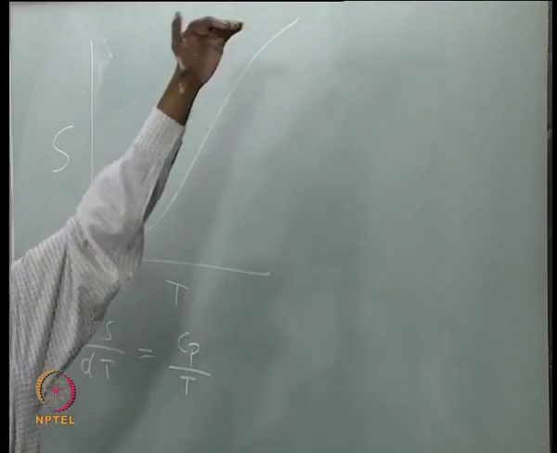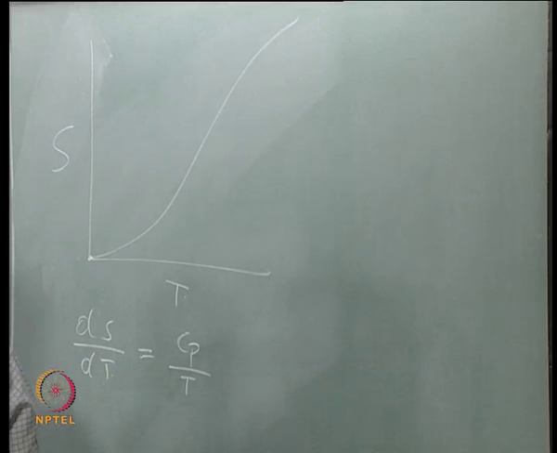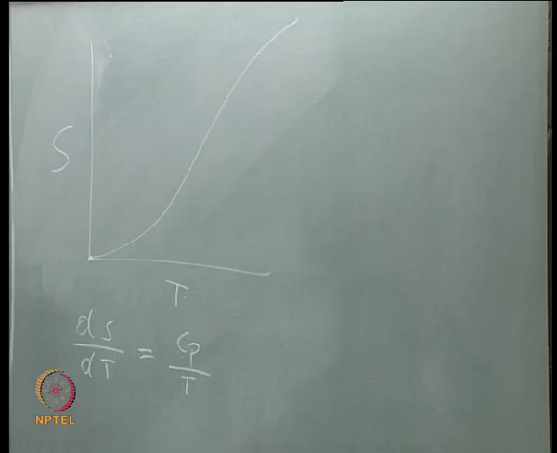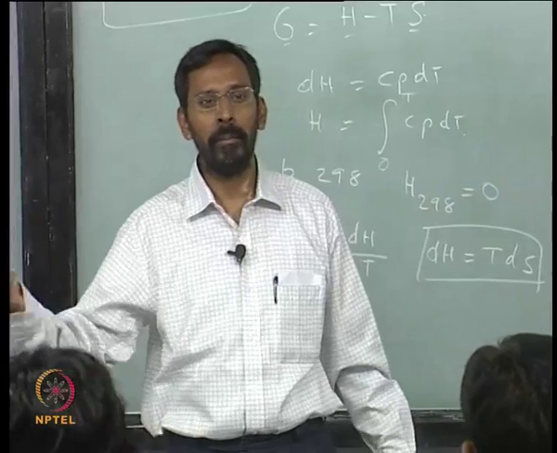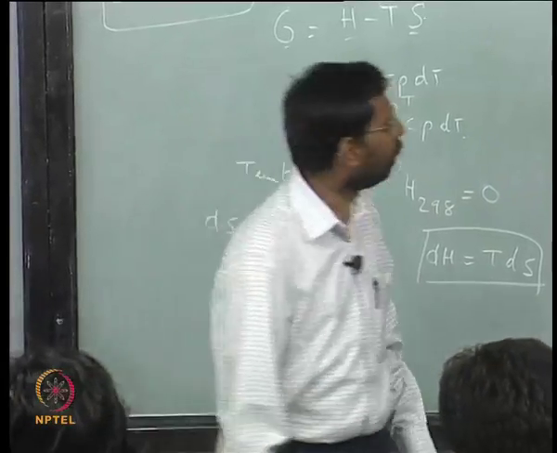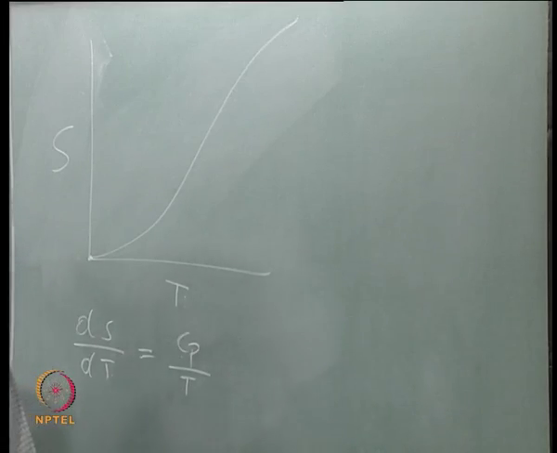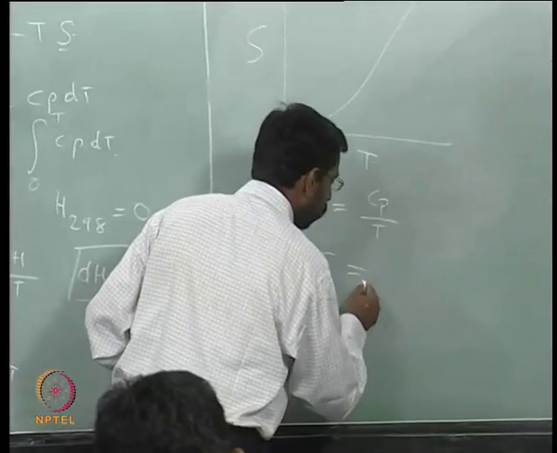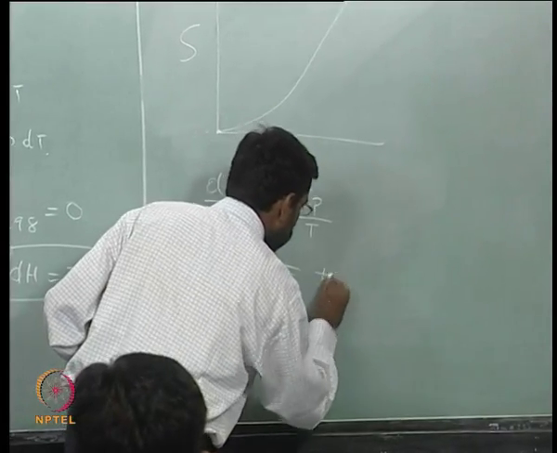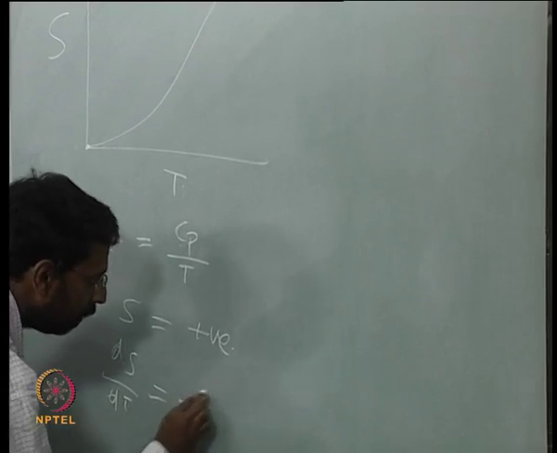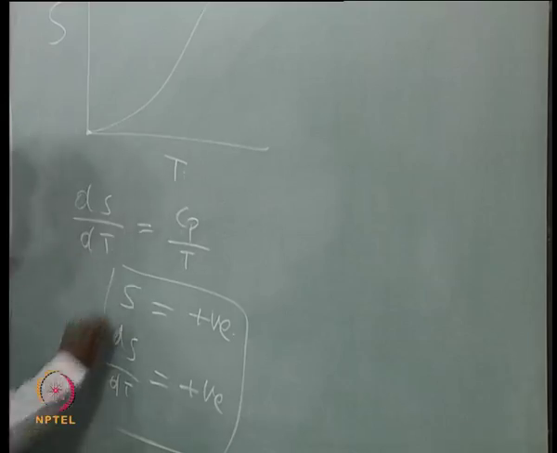That means the slope of this curve will never become 0. It will become 0 only when Cp becomes 0, and Cp never becomes 0 at higher temperature, we know pretty well. So it will still have a low slope, but it will maintain a certain positive slope. So not only S is positive, dS by dT is also positive. This is a very important thing that you need to understand.